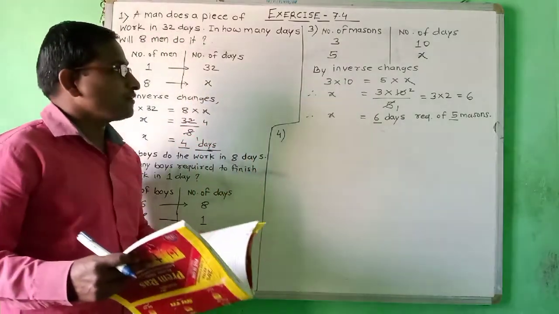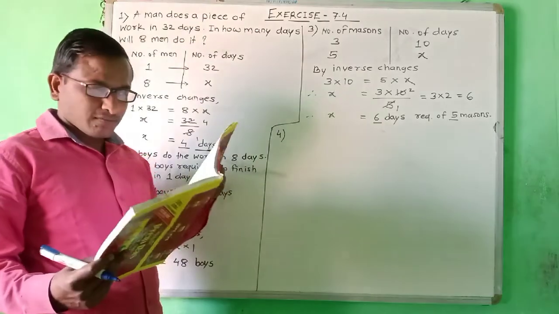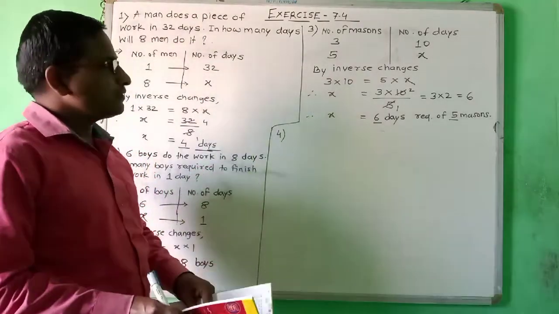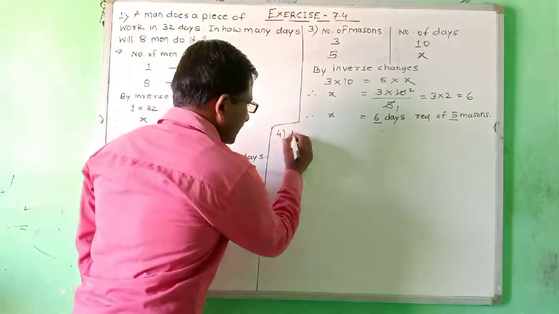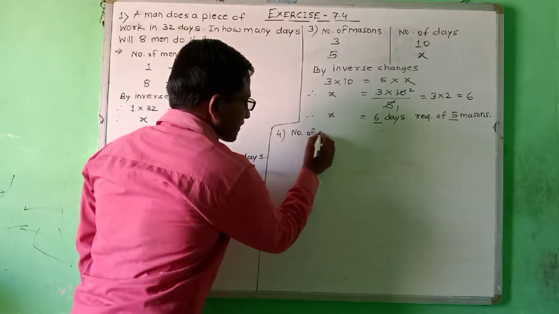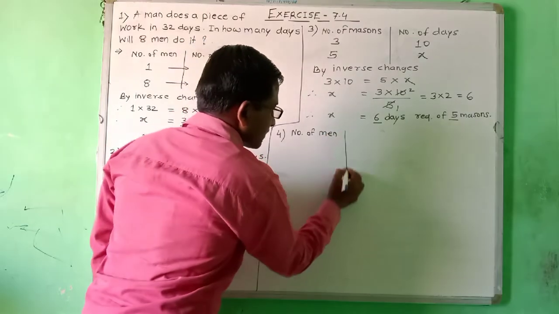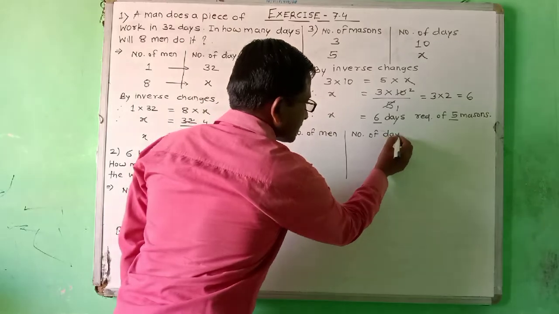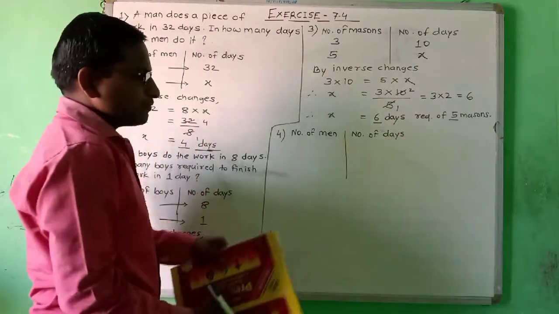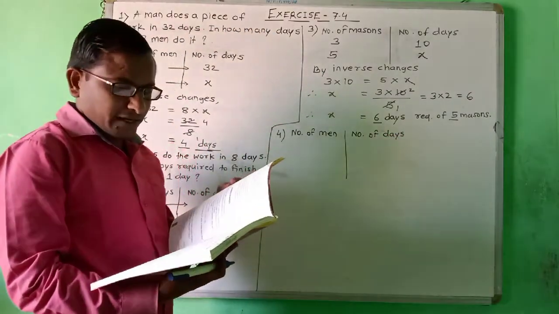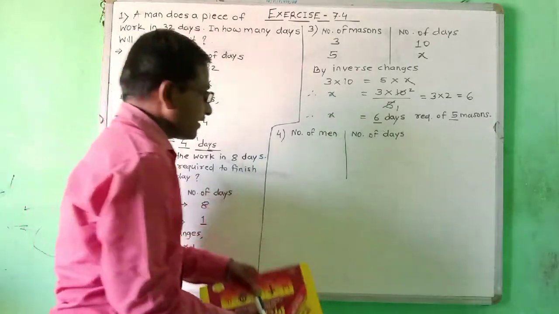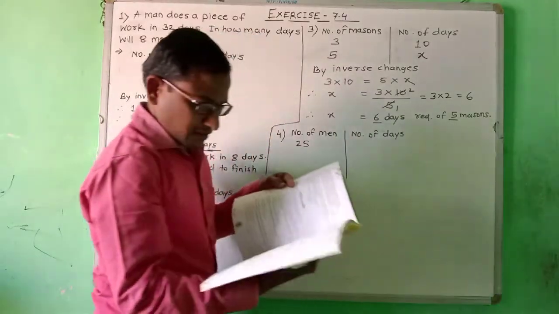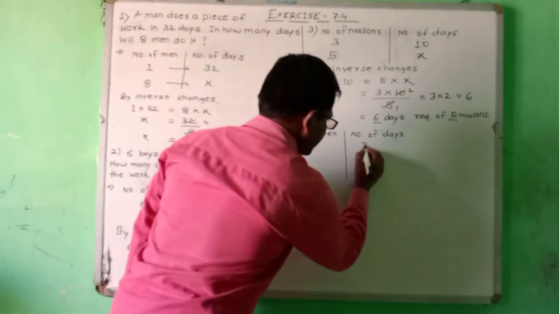So again the same process follows here. You make two columns. In the first column you write number of men. In the second column you write number of days. So number of men is 25 men plough in 30 days. So here write 25, here 30 days.